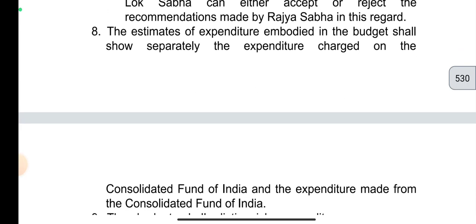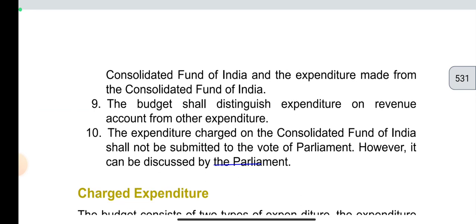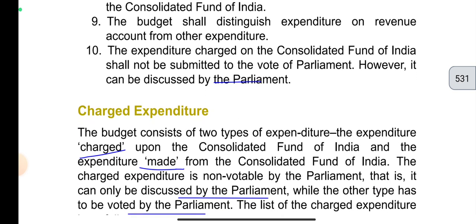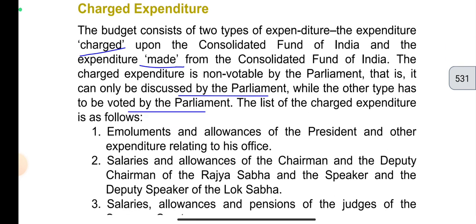The estimates of expenditure embodied in the budget shall show separately the expenditure charged on the Consolidated Fund of India and the expenditure made from the Consolidated Fund of India. The budget shall distinguish expenditure on revenue account from other expenditure. The expenditure charged on the Consolidated Fund of India shall not be submitted to the vote of Parliament. However, it can be discussed by the Parliament. Charged expenditure. The budget consists of two types of expenditure: the expenditure charged upon the Consolidated Fund of India and the expenditure made from the Consolidated Fund of India.